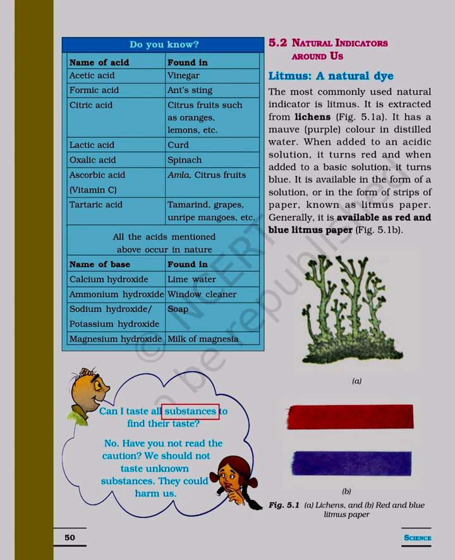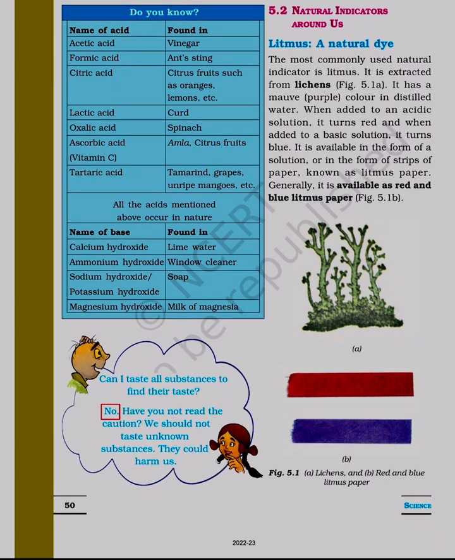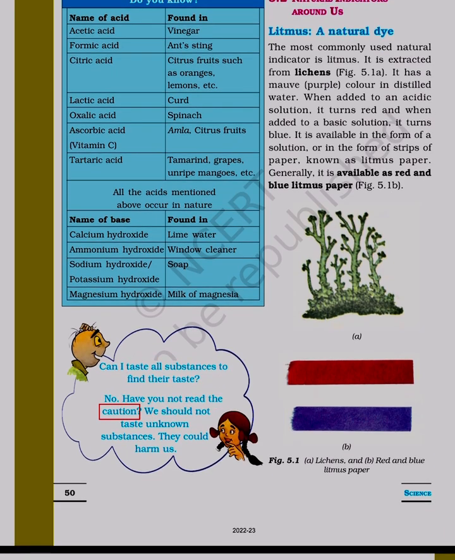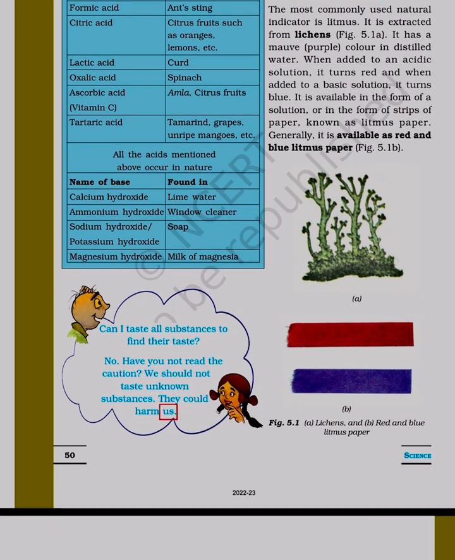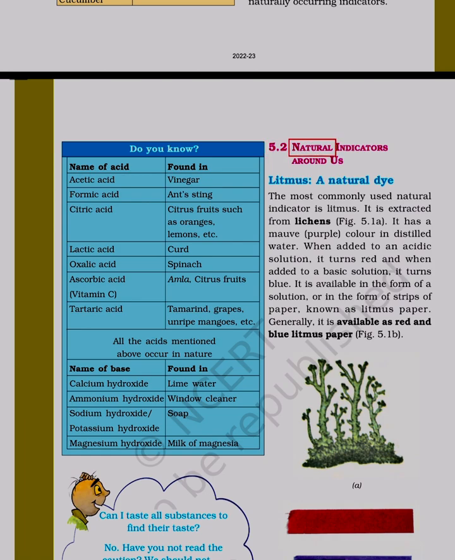Can I taste all substances to find their taste? No. Have you not read the caution? We should not taste unknown substances. They could harm us. 5.2 Natural indicators around us. Litmus, a natural dye. The most commonly used natural indicator is litmus. It is extracted from lichens.